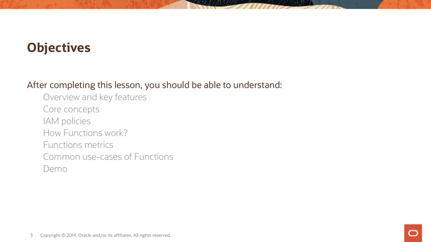in Oracle Functions. We are going to discuss the IAM policies that you need in OCI for working with functions. We are going to talk about under the cover what happens when you deploy a function and then what happens when you actually invoke a function. We'll look at the metrics that the service reports. We will look at some reference architecture of common use cases with functions. And finally, we will look at a demo of the Oracle Function Service in action.